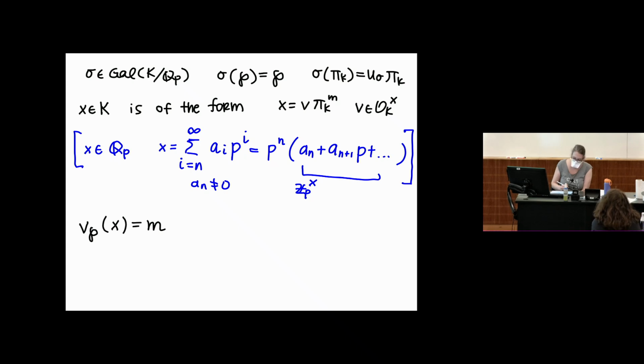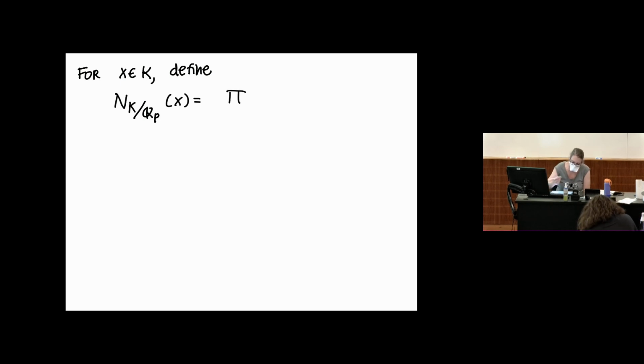So what I want to do is define a norm map. For little x in K, define the norm from K to Qp of x to be the usual norm. If you've seen the norm before, which I think happened in Keith's class, I'm assuming K is Galois. You don't actually need K to be Galois, but it just makes it easier. And you multiply all the Galois conjugates of that element x together.